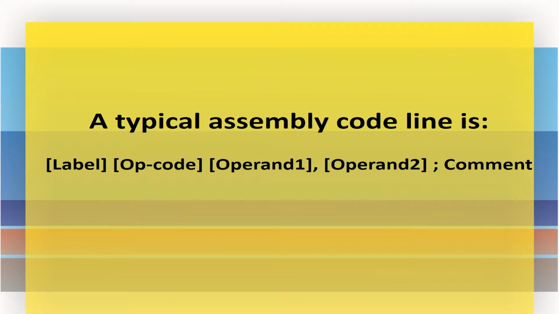A typical assembly code line is shown below. Label, opcode, operand 1, operand 2, comments. The first field is the label field that is optional. Label specifies the symbolic labels and constants. The next field is the opcode or mnemonic field. The third and the next fields are for the set of operands. The comment starts with the delimiter semicolon and ends in the same line.